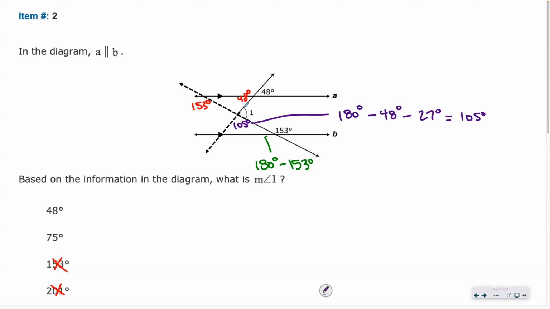These two make a linear pair, which means they add up to be how many degrees? 180. So since that's 105, this one's got to be supplementary with 105. So how many? You said it adds to 180. So what is 180 minus 105? 75. And there's our answer.